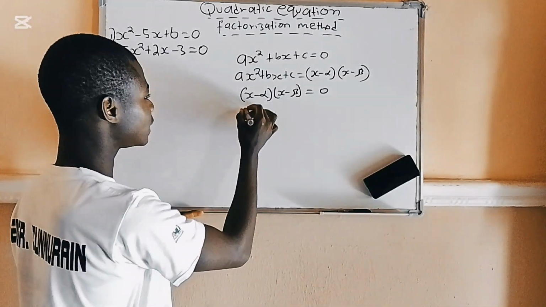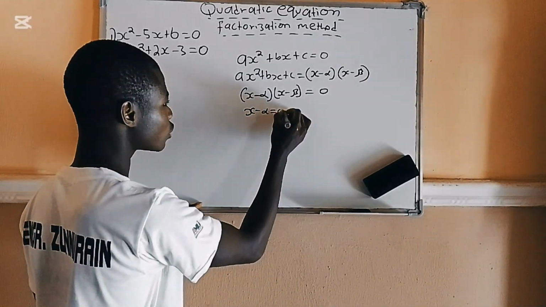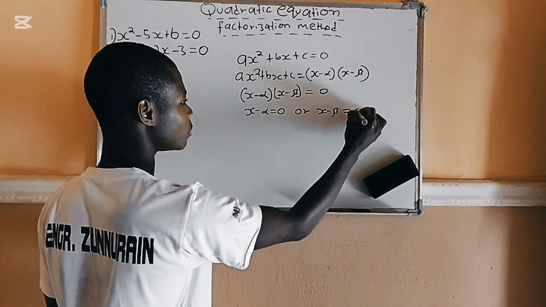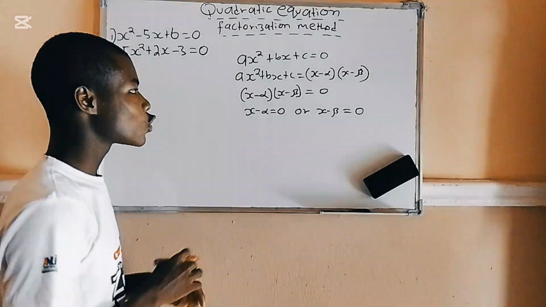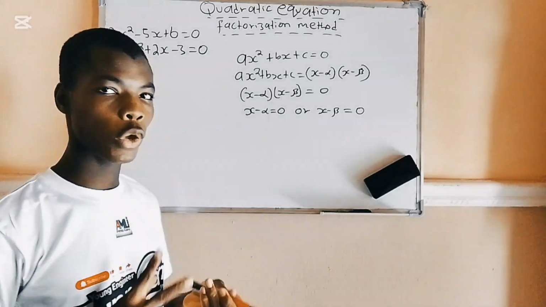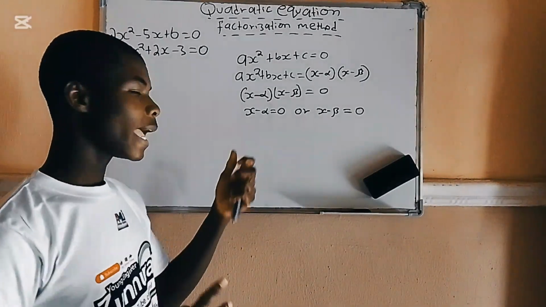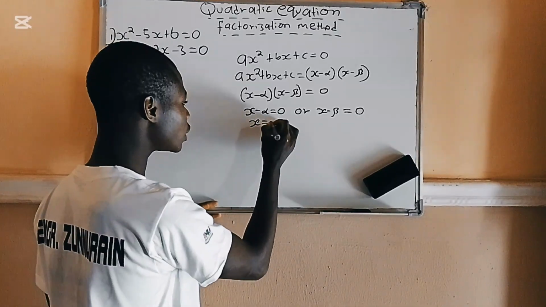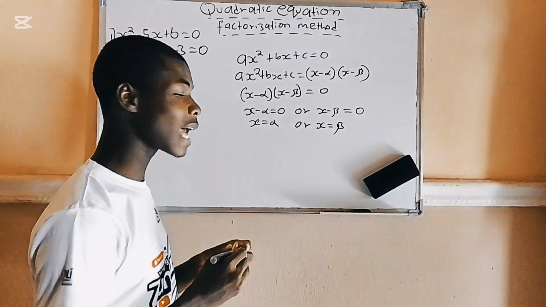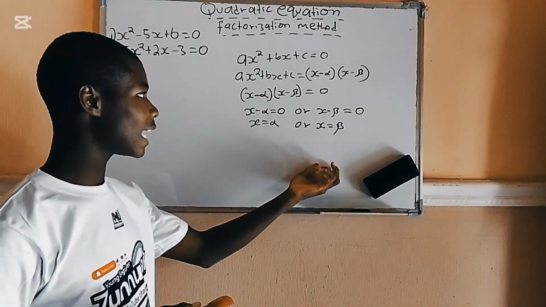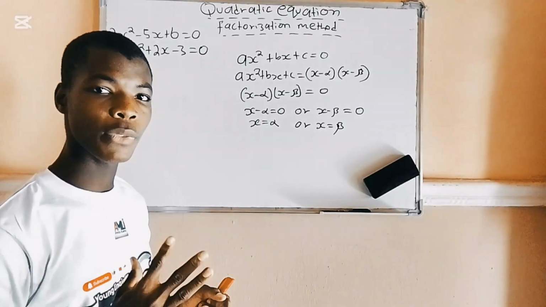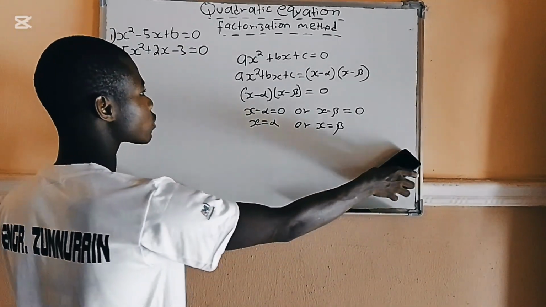So automatically, x minus alpha equals 0, or x minus beta equals 0. This shows you that in a quadratic equation, you will have two answers: either x equals alpha, or x equals beta. So this beta and alpha indicate two numbers, either negative or positive. Therefore, let's see how we can solve this problem.